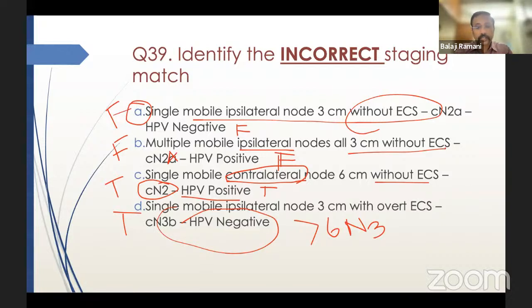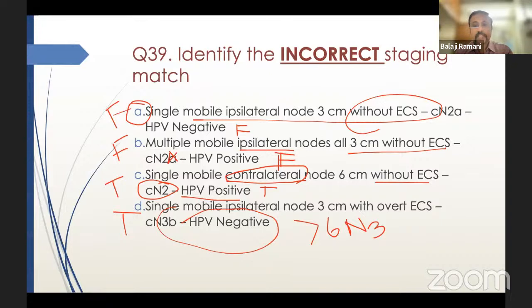So what is left? Only N2A will be there. So N2A is going to be single, ipsilateral, and the size should be greater than 3 and less than or equal to 6 centimeters. So this is all there is as far as the staging is concerned. Understand it, then you will find it easy. Go back from below to above.